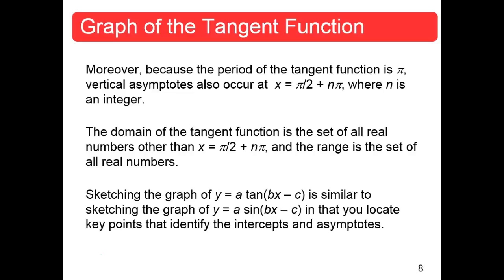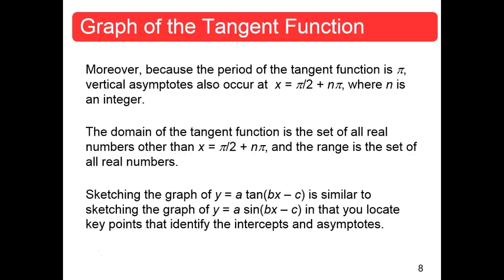The b refers to the period. Now, what was the period for the sine or cosine function? 2 pi over b, because 2 pi was our normal period. Guess what it is for tangent? Pi over b. So if you have a b there, don't divide it into 2 pi, divide it into pi.